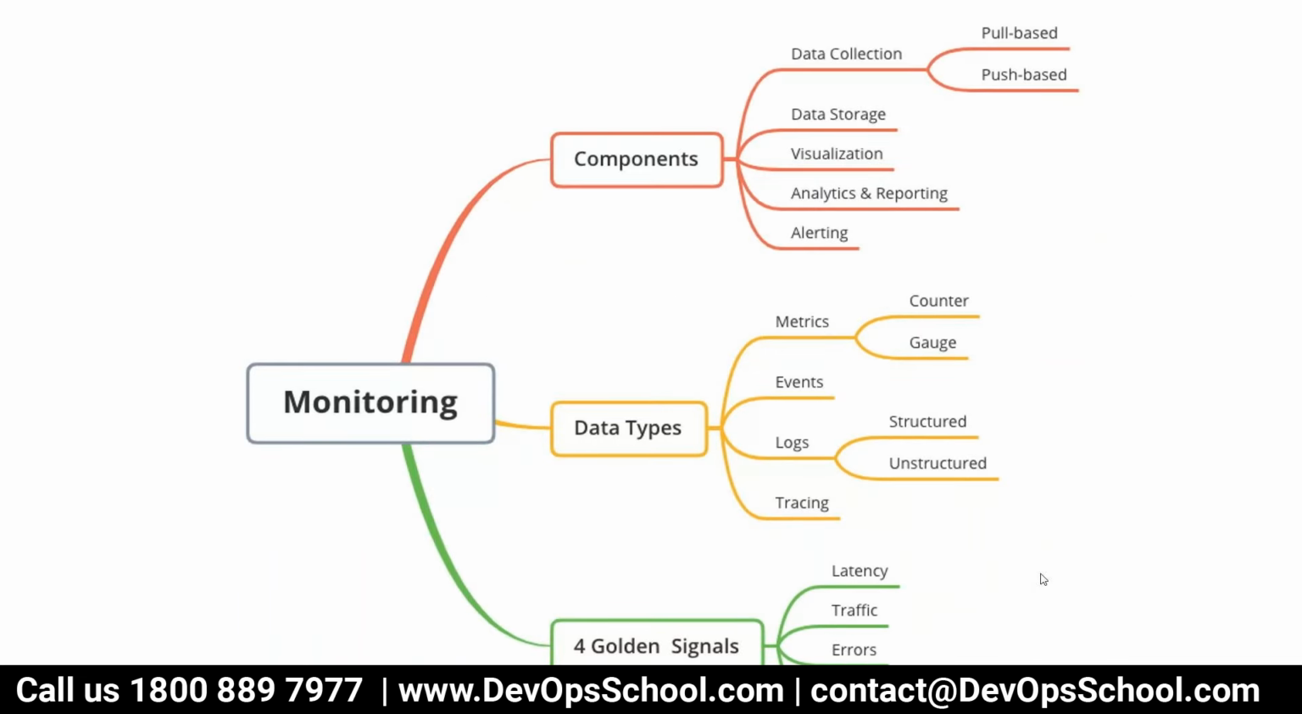Now, this is something which is very important. If you have a question like how do we get SLI? So basically, these are the types of data you need to collect. Look at this very carefully. Different types of data you need to collect. You need to collect metrics. You need to collect events. You need to collect logs. You need to collect traces. In a simple way, we call it MELT.